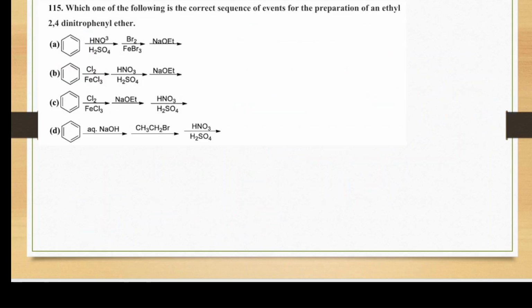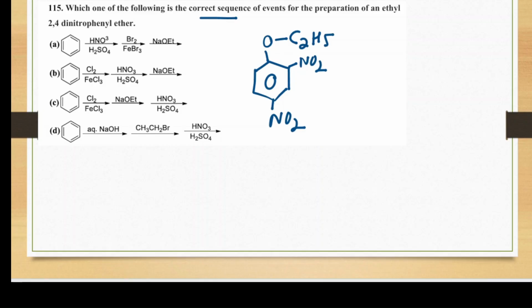Now let us move on to the next question. It says: which of the following is the correct sequence for the preparation of ethyl 2,4-dinitrophenyl ether? So what we want is the species ethyl 2,4-dinitrophenyl ether. This is the molecule, with C2H5, and at the second and fourth positions the nitro group is present. This is the exact molecule that we want, ethyl 2,4-dinitrophenyl ether. We have to do the synthesis of this molecule.